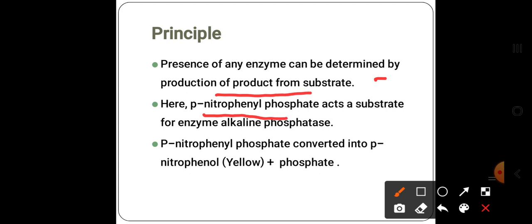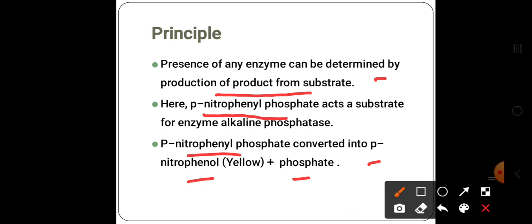Now this substrate will be converted into products. Para-nitrophenyl phosphate is converted into two products: the first is para-nitrophenol and the other is phosphate. Para-nitrophenol is a yellow colored product, and through its color intensity we can determine the concentration of alkaline phosphatase present in our milk sample.